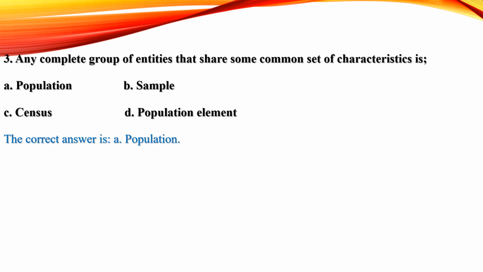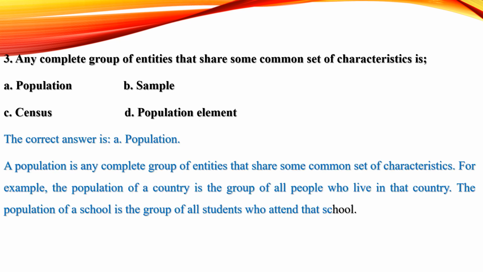The correct answer for this question is population, because population is any complete group of entities that share some common set of characteristics. For example, the population of a country is a group of all people who live in that country. So this population represents the whole, or the complete entities of the common characteristics. The population of a school is a group of all students who attend that school. So the answer is A.